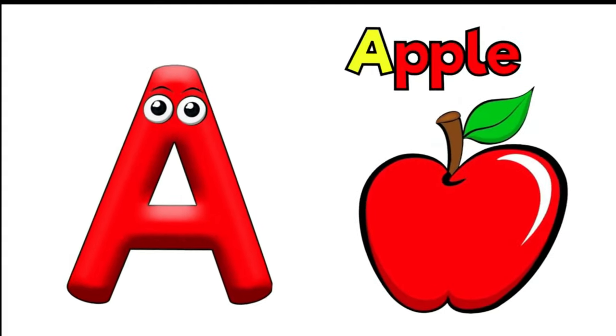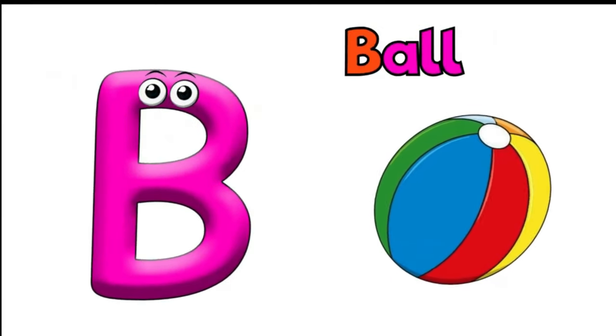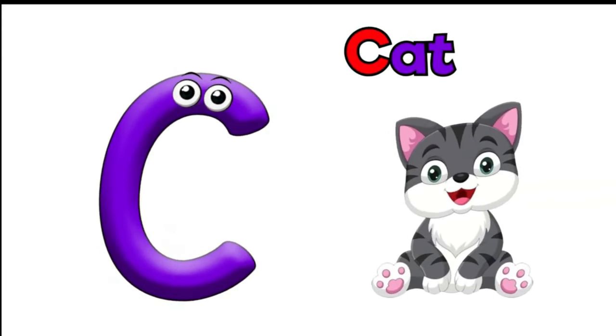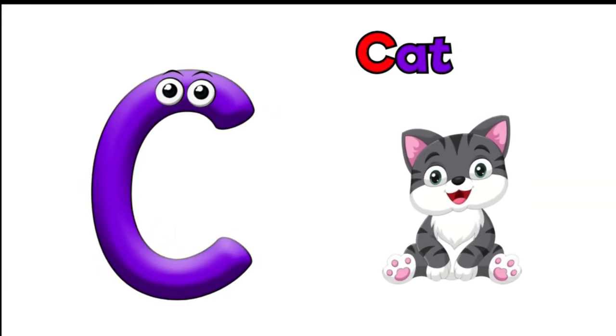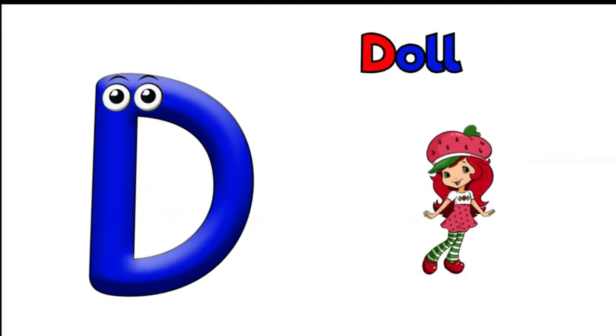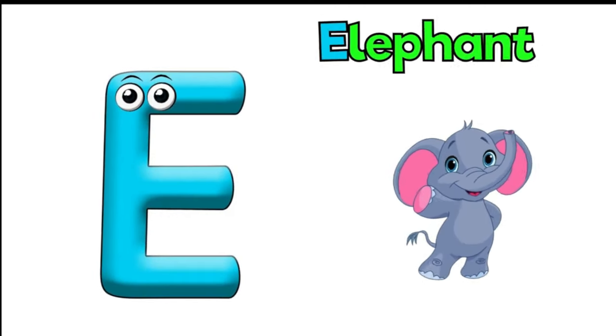A is for apple, a, a, apple. B is for ball, b, b, ball. C is for cat, c, c, cat. D is for doll, d, d, doll. E is for elephant, e, e, elephant.